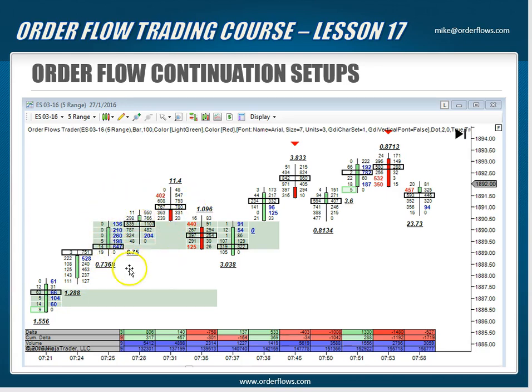Why is a stacked buying imbalance important? Well, the market's trading here at 1889. Someone's got, probably 1,000, 1,005 to buy. They just go in. They know they're going to move the market a bit, but they want to get it done pretty quick.